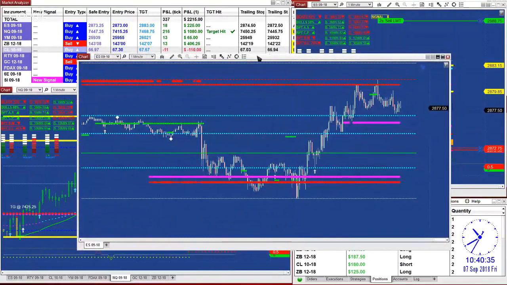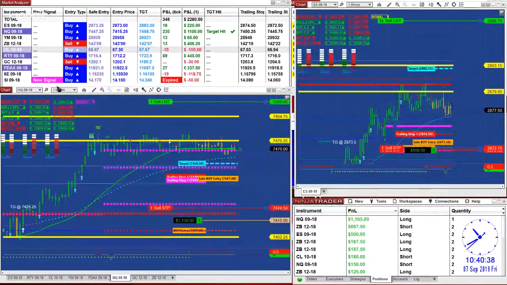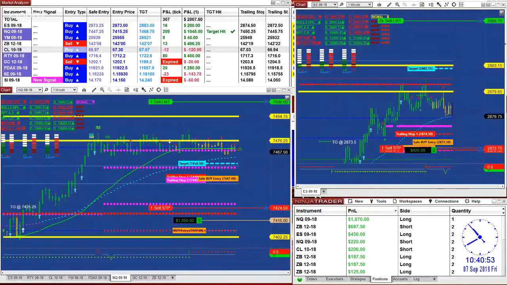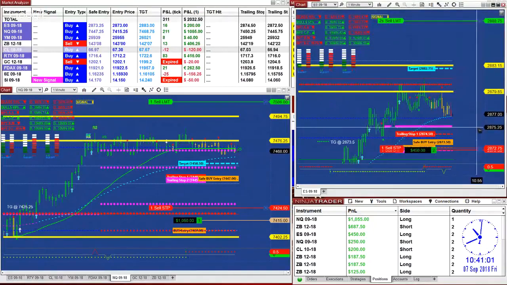We have a new signal on the silver. I don't trade the silver. Somebody has requested the silver. There is a new signal on the silver. It says buy, entry price 150, and then target is 14 to 40. I don't know. I never traded silver on Ninja Trader, so I cannot comment on that. It was a request by somebody following us on the YouTube.